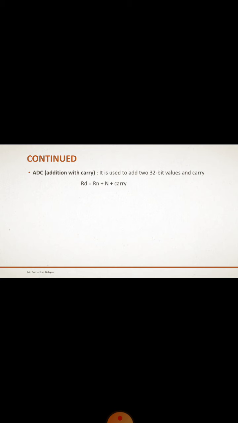That is, the destination register Rd will be equal to Rn plus N along with carry. The flags which will be updated if S is used are N, Z, V and C.